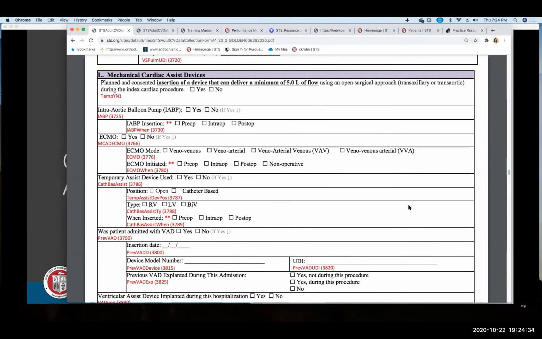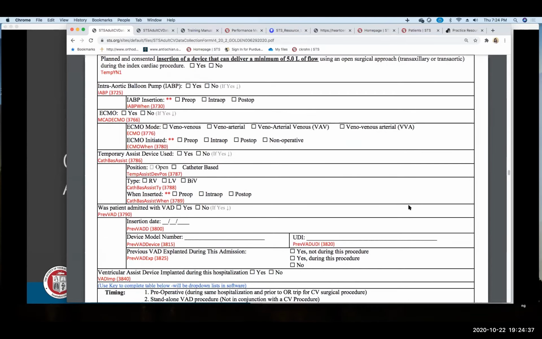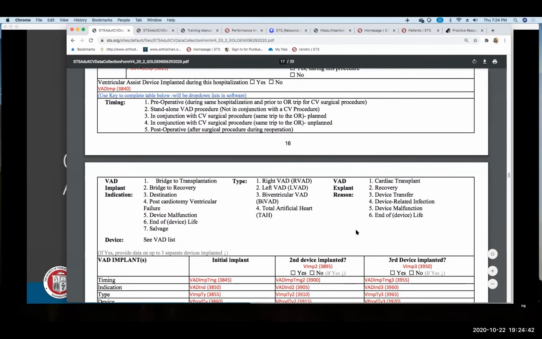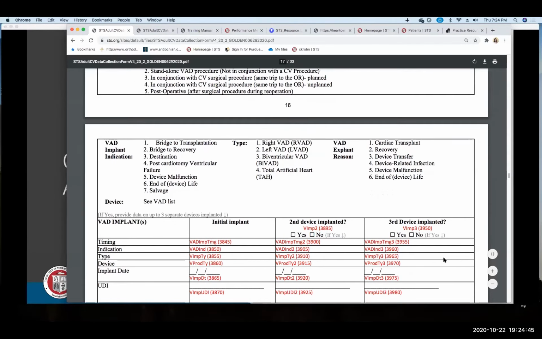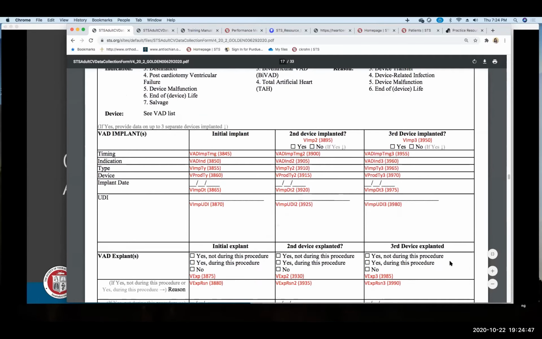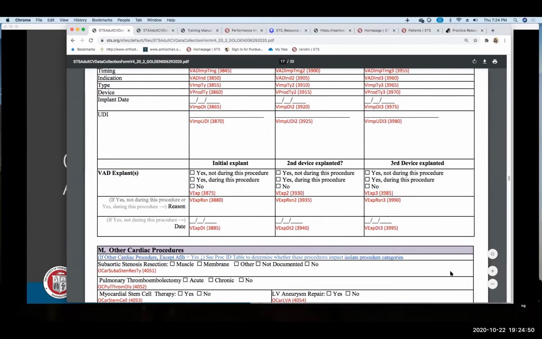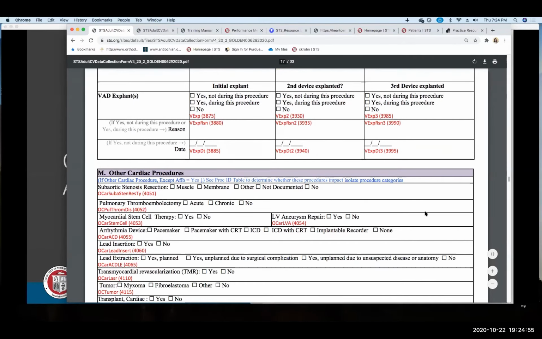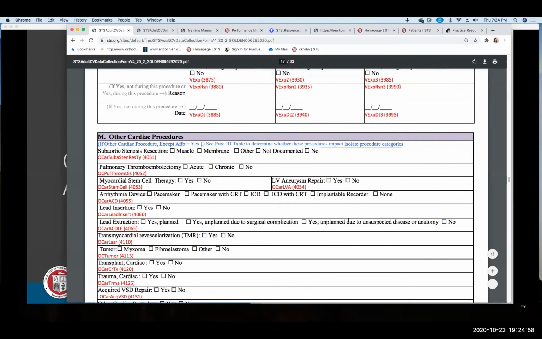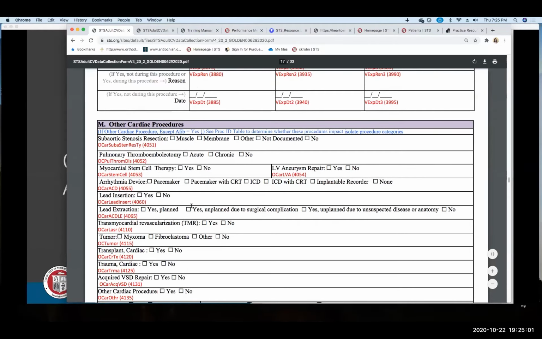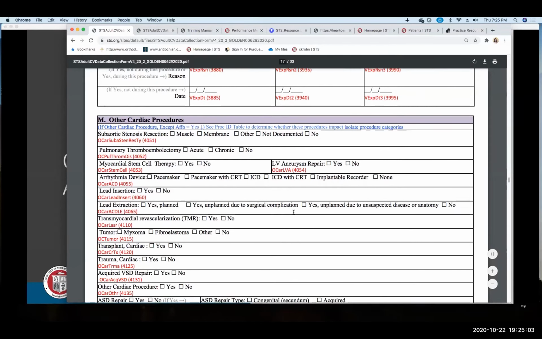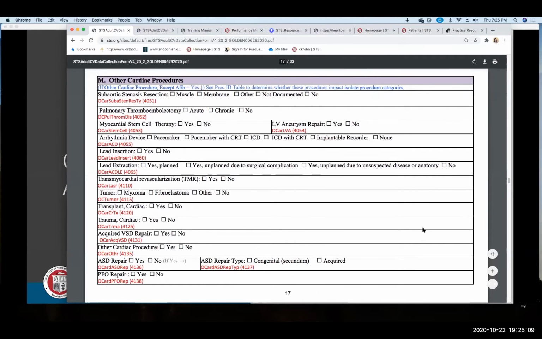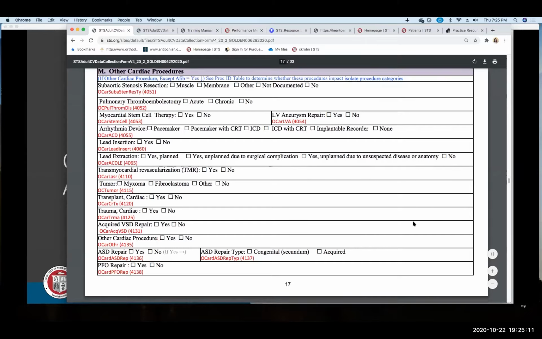The mechanical assist devices, we're collecting things like balloon pumps, ECMOs, and then we get into the VADs. And just very basic information, a lot less than what Intermacs captures, but this is just for us to have a basic understanding of VADs that are implanted in patients in conjunction with another cardiac surgery. We have other cardiac procedures. These are usually captured in addition to an analyzed procedure. These procedures alone are not usually analyzed. They would go into the other category and not be risk adjusted.